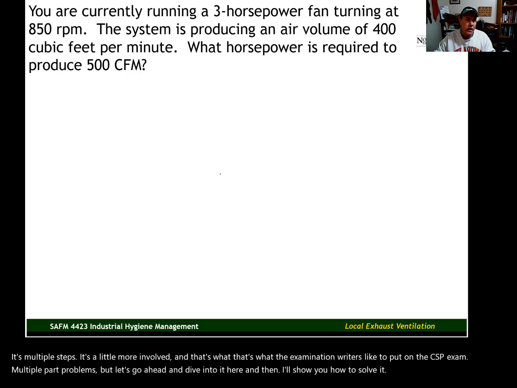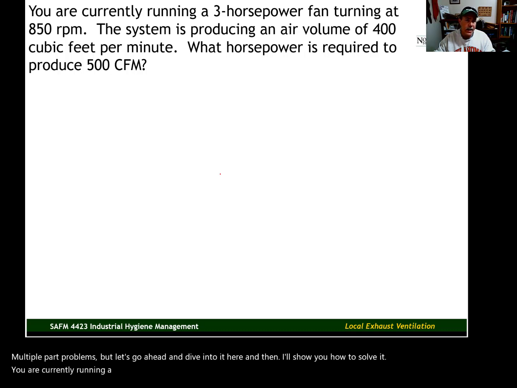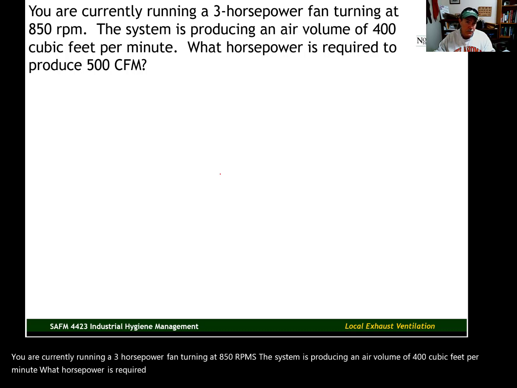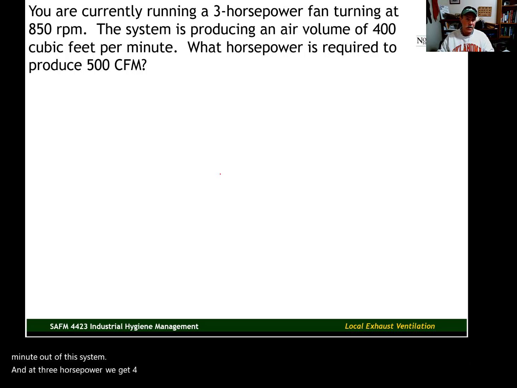You are currently running a 3 horsepower fan turning at 850 RPMs. The system is producing an air volume of 400 cubic feet per minute. What horsepower is required to produce an air volume of 500 cubic feet per minute? We want 500 cubic feet per minute out of this system, and at 3 horsepower, we get 400 cubic feet per minute. How many horsepower do we need to get 500 cubic feet per minute?